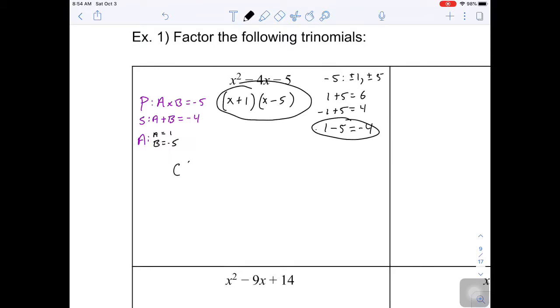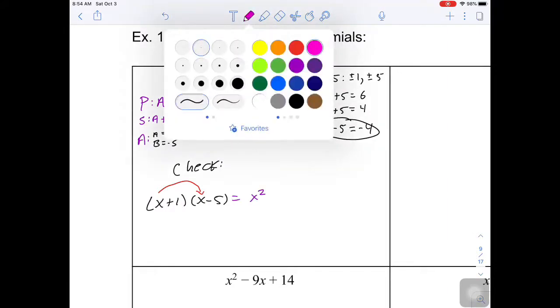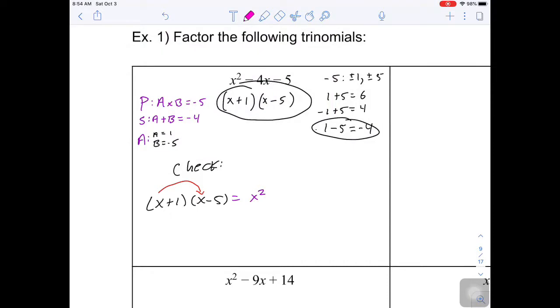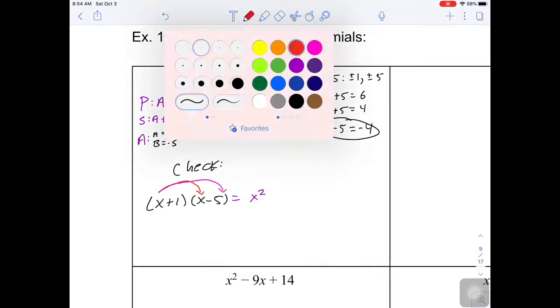And you can check, because we know how to expand. So x plus 1, x minus 5, and here we could quickly do a FOIL. Multiply my first numbers together: x times x, which is x squared. Multiply my outer numbers: x times negative 5 gives me negative 5x.